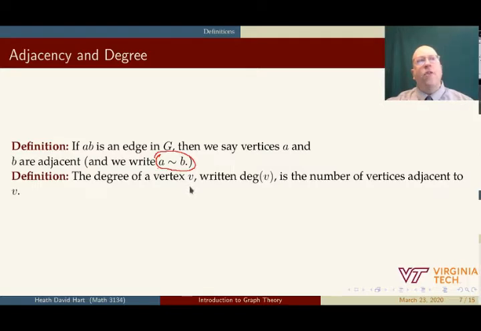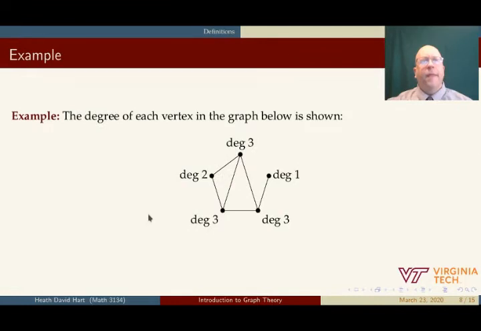And when we talk about the degree of a vertex, it's the number of vertices that are adjacent to that vertex. We'll see an example. In this graph, the degree of every vertex is indicated in the slide. This vertex has a degree of 1 because there's only one vertex that's adjacent to it. This vertex has a degree of 3 because there are 3 different edges coming out of it. There are 3 vertices that are adjacent to it. This vertex has a degree of 2, and so on and so forth.